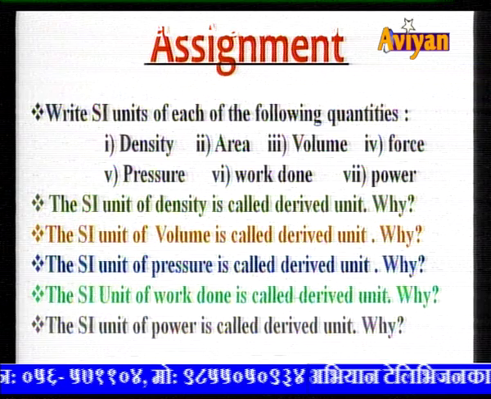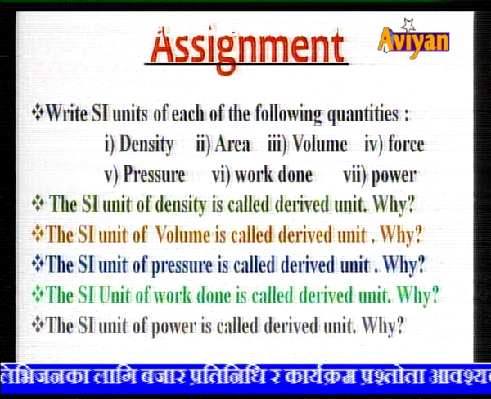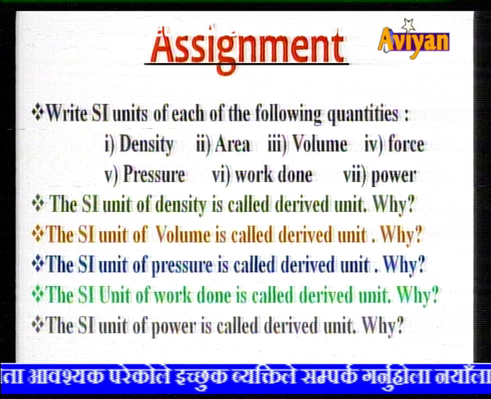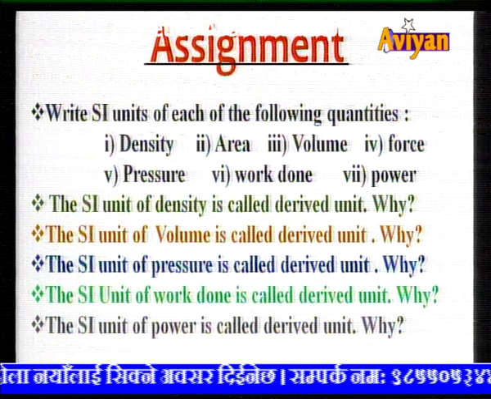The third one is also similar to the second one: the SI unit of volume is called a derived unit. Why? The SI unit of pressure is called a derived unit. Why? The SI unit of work done is called a derived unit. Why? And the last one, the SI unit of power is called a derived unit. Why?